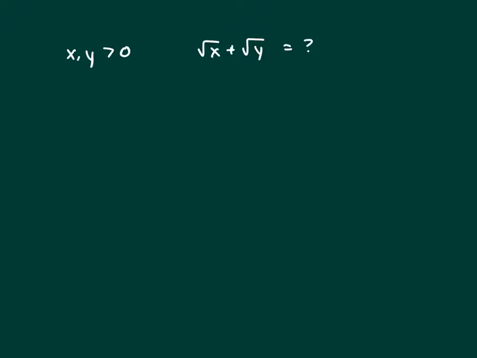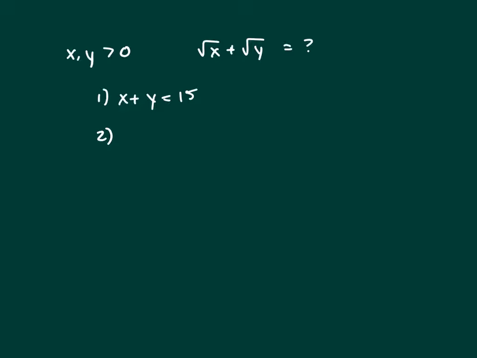Trying to figure out the square root of x plus the square root of y, what that value is. So clue 1 says x plus y is 15. Well, that doesn't work because there's just a whole bunch of different values. X could be 1 and y could be 14. X could be 9 and y could be 6. That doesn't work.